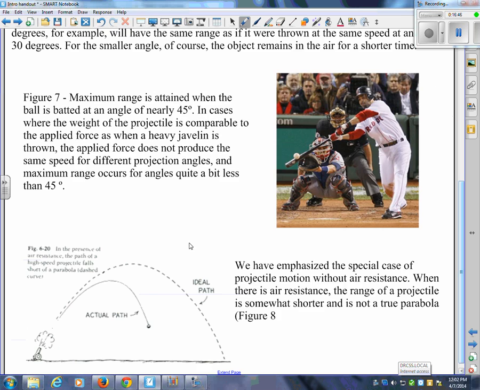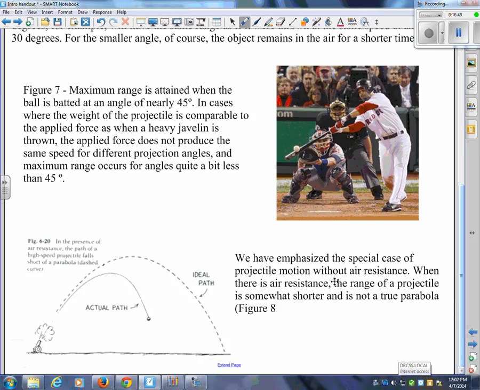We've emphasized the special case of projectile motion without air resistance. When there is air resistance, the range of a projectile is somewhat shorter and is not a true parabola. If you've ever golfed, you know that when you hit a nice high ball like that, eventually it sort of just drops down like that, right? That's how those guys hit the green and make it stop. If it was traveling on a parabola, it would do what? It would bounce and run. So they hit it high so that it lands, they call it landing soft, right? In other words, it's coming straight down. It has no horizontal component, so it doesn't fall off the green. Am I right? Yeah.